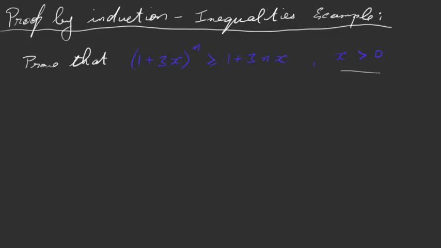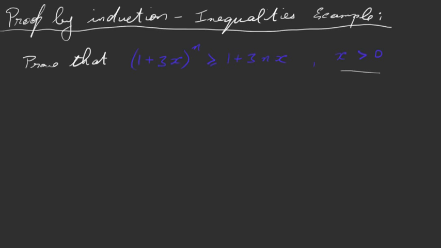Okay, so in this video I'm going to have a look at another proof by induction, and this time I'm going to have a look at another inequalities example. So we're going to have a look at this particular inequality here. (1 + 3x)^n is greater than or equal to 1 + 3nx, and we're saying here as well that x is positive, and we're going to prove that this is true.